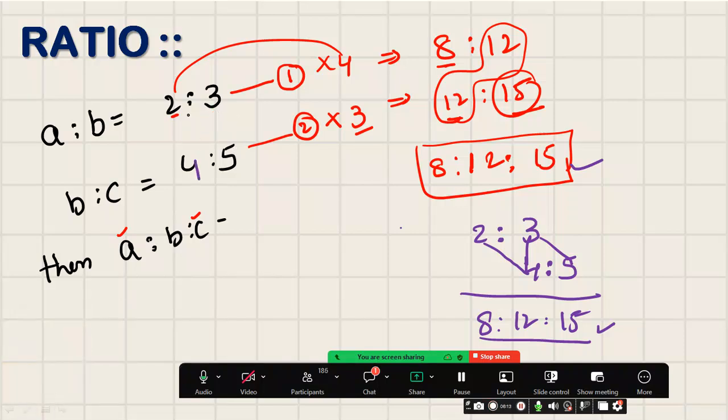So A is how many parts here? 2 parts. B is how many parts here? 3 parts. Again B is how many parts? 4 parts. C is how many parts? 5 parts, guys, here.